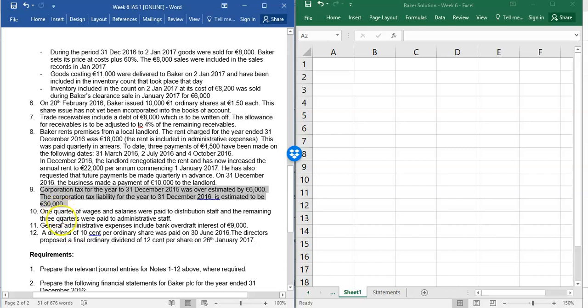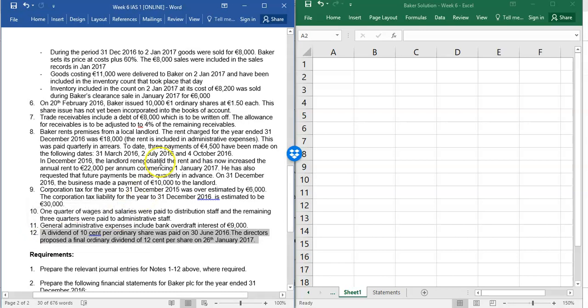And then Notes 10 and 11 are just about presentation in terms of splitting out your expenses between distribution, finance costs and admin costs. And then we have an adjustment for dividends paid during the year, but also a dividend proposed at the end of the year.